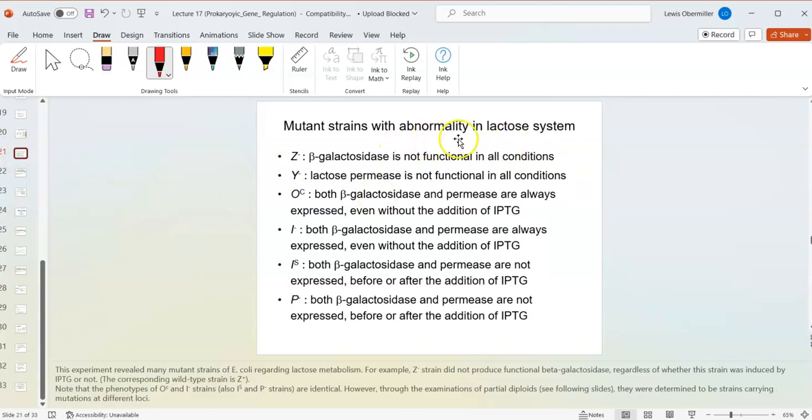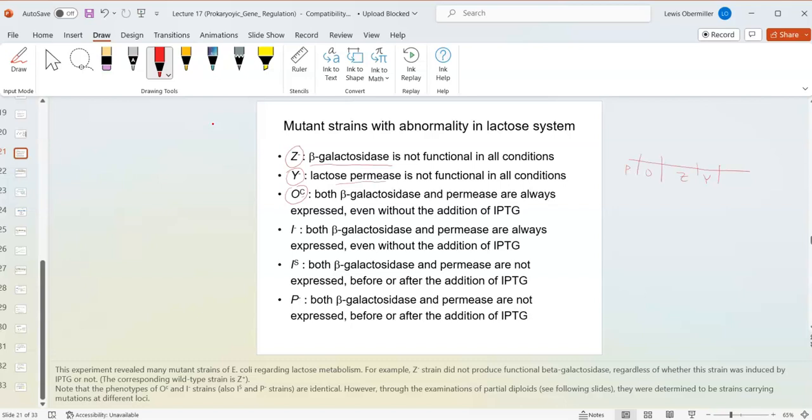All right, so these are abnormal systems in lactose operon mutant strains, and these are just the terms, right? So we say Z minus. That means that it can't make beta galactosidase, it doesn't function. Lac Y minus. That means permease does not function. OC means the operator is constitutively expressed, right? So beta galactosidase and permease are always expressed. So what's going on here? We have the promoter, the operator, lac Z, lac Y. I'm not even going to bother with A.